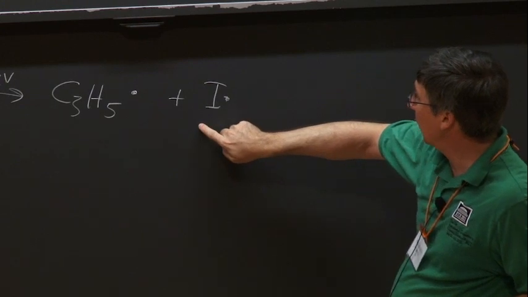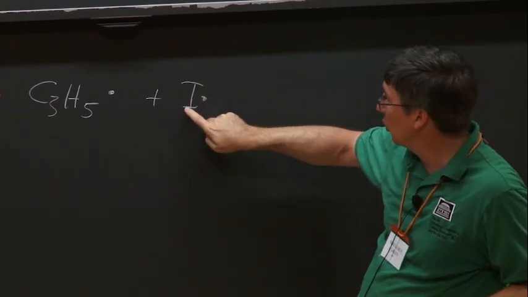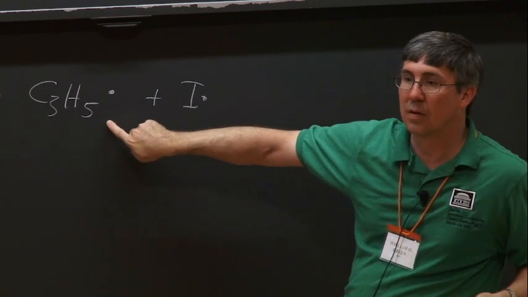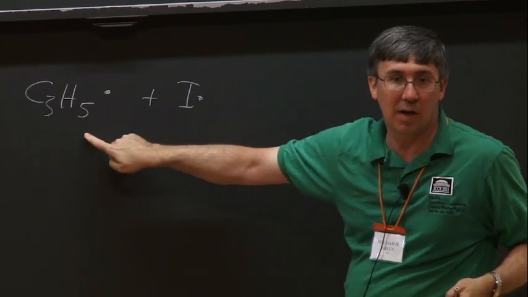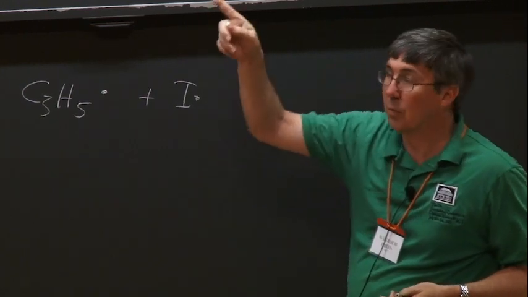So if I can measure exactly how much light was being absorbed by the I atom, and I assume that these guys were formed one-to-one, then I could infer how much of this guy I had. So I can get an absolute calibration for it. So with this, I was able to get a number for this.